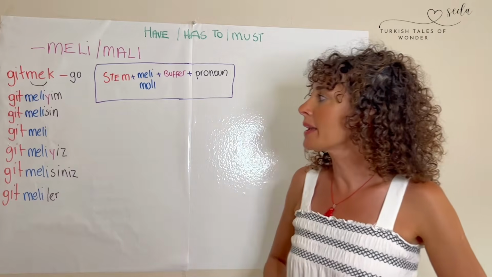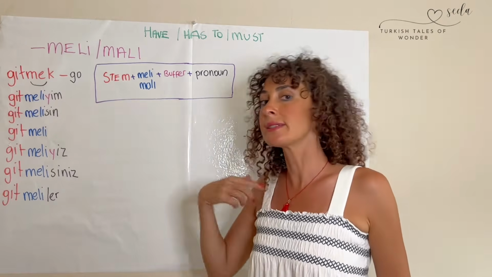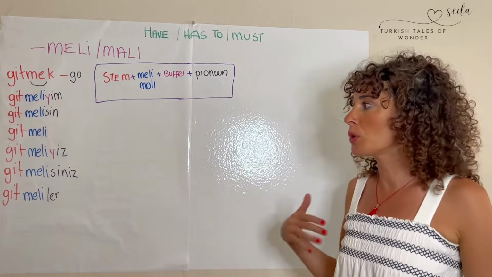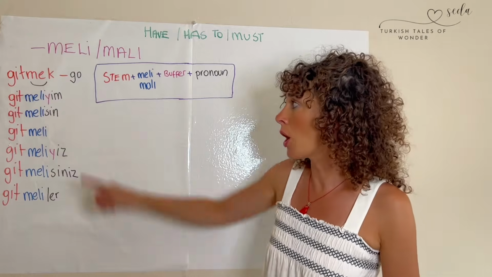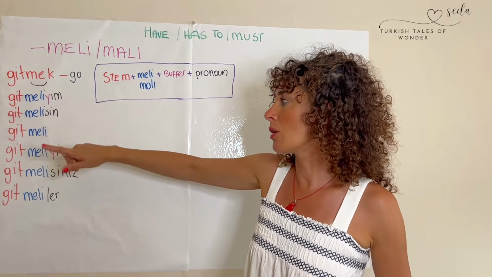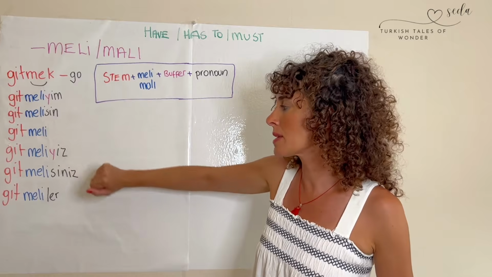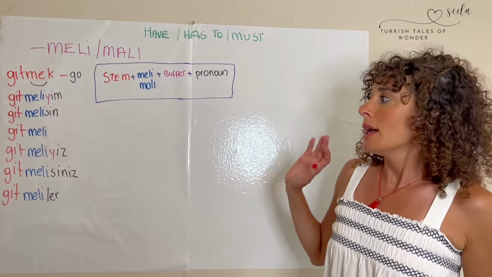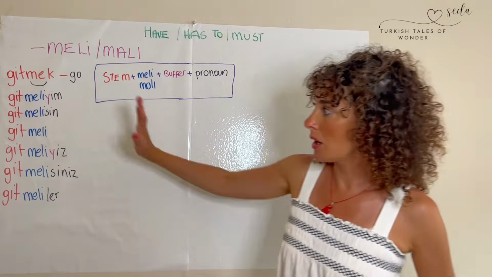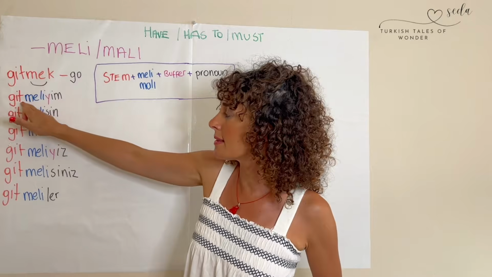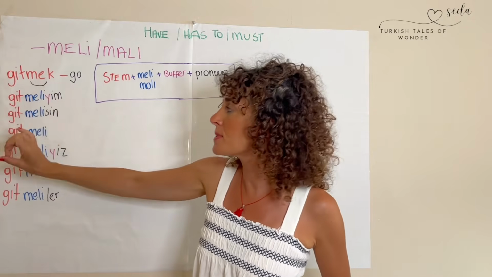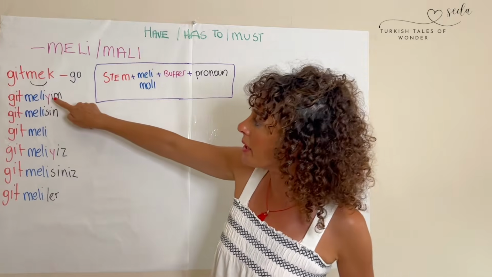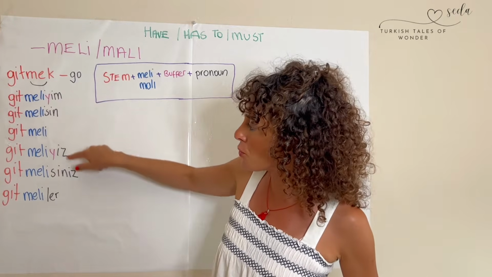So to gitmek, we have ben, sen, o, biz, siz, onlar, like I, you, he, she, we, you, they. So I must go, you must go, he, she must go, we must go, you must go, and they must go. Okay? So when you look at the verbs, you see git. Then after the verb stem, you see meli or malı. And in pink, you see the letter Y in these two versions.